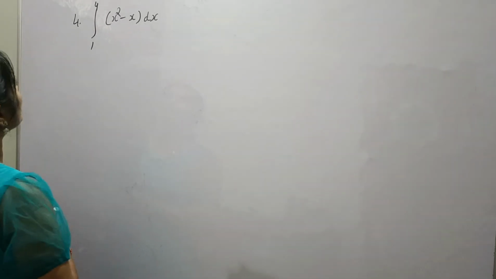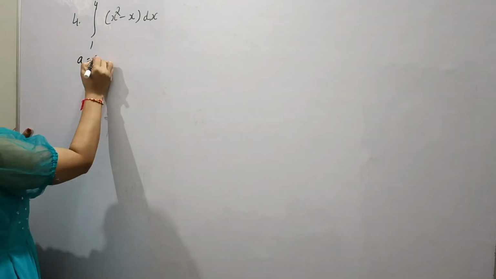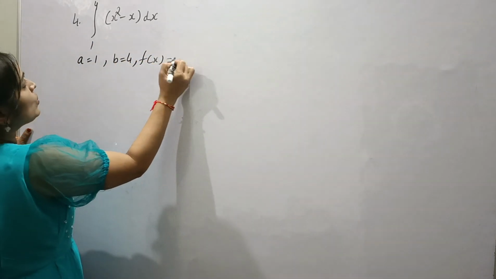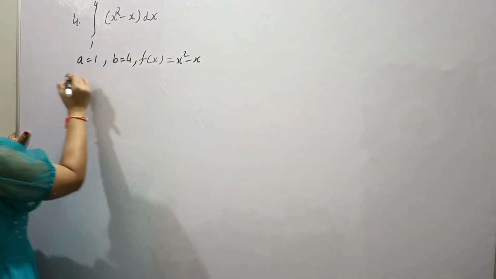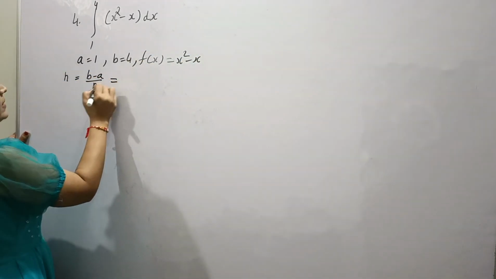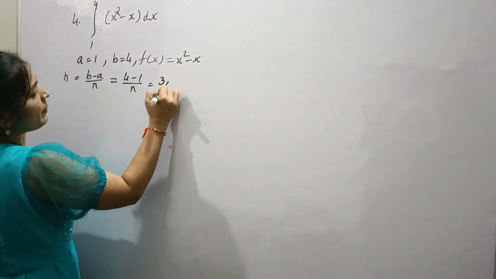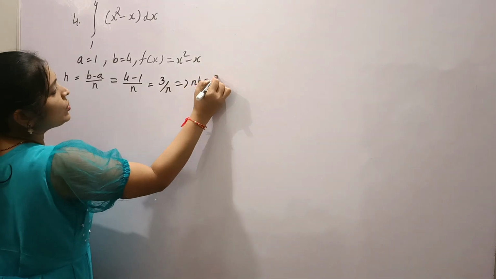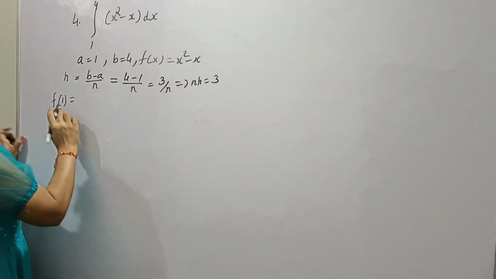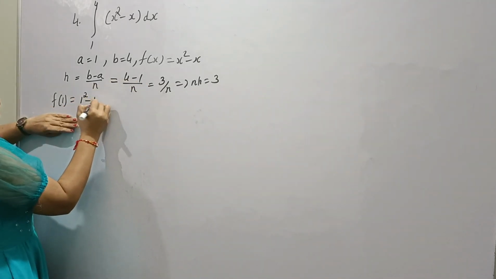Evaluate integral 1 to 4 x square minus x dx. Here also we will write a is equal to 1, b is equal to 4, f of x is equal to x square minus x and h is equal to b minus a divided by n, that is equal to 4 minus 1 divided by n, that is 3 by n, that implies nh is equal to 3. Then we will find f of a, that is f of 1. f of 1 is 1 square minus 1, that is 0.